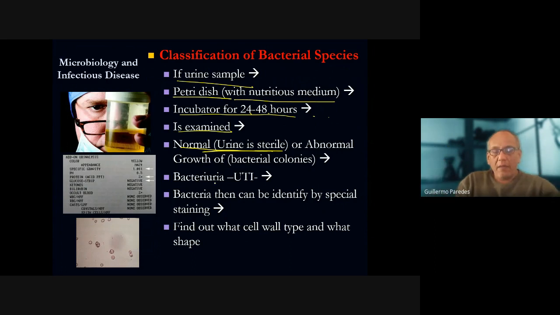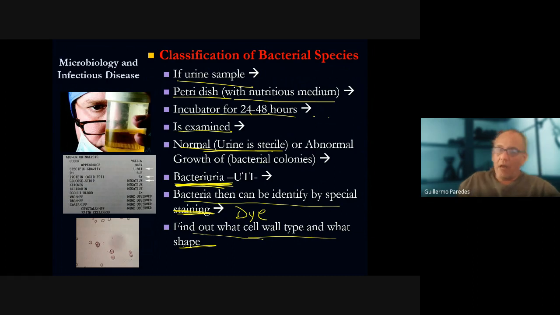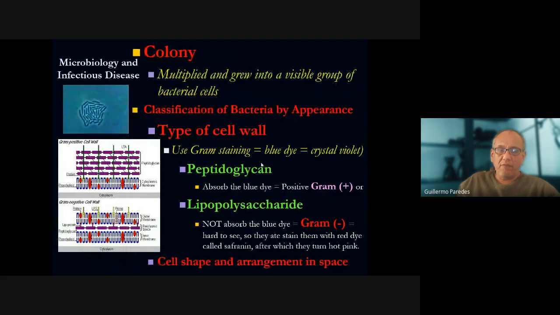So the presence of bacteria in the urine is called bacteriuria. Bacteria can then be identified by a special staining, the dyeing that we were talking about, right? So staining finds out what cell wall and what shape. We need to identify the type of bacteria in order to give the appropriate antibiotic. And how do we know that? We are going to see that in a few moments.